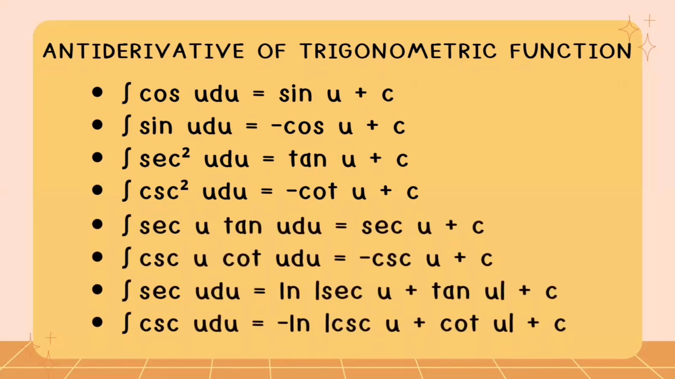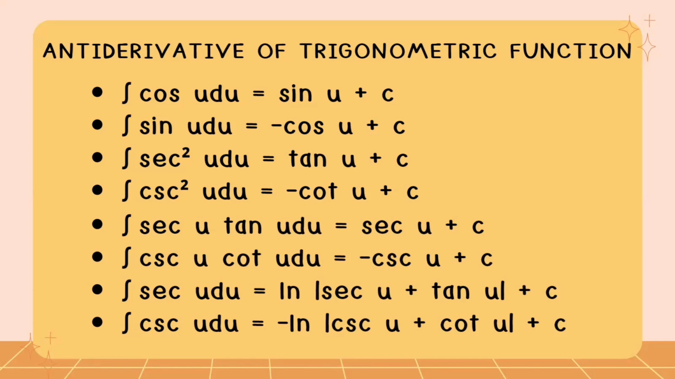Fifth, the integral of secant u tangent u du is equal to secant u plus c. Sixth, the integral of cosecant u cotangent u du is equal to negative cosecant u plus c. Seventh, the integral of secant u du is equal to ln absolute value of secant u plus tangent u plus c. And lastly, the integral of cosecant u du is equal to negative ln absolute value of cosecant u plus cotangent u plus c. Now that we're already familiar with the formulas, let us proceed to our examples for each formula.